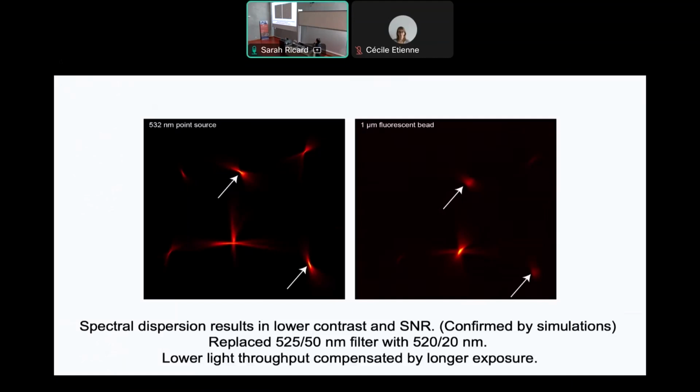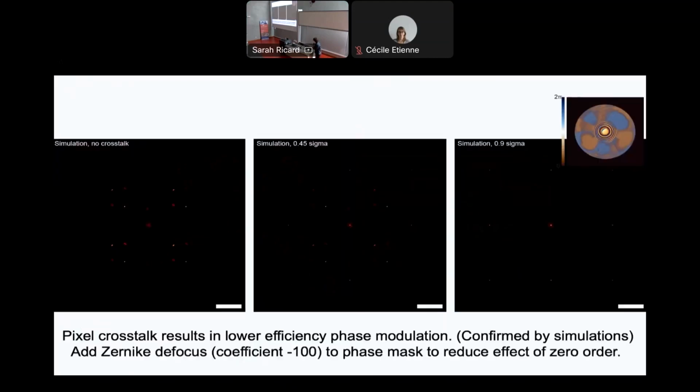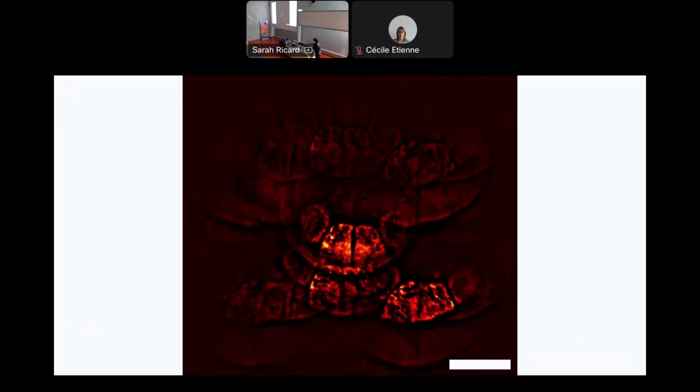Another approach would be to simulate them with diffractive devices. Diffractive devices are very easy to simulate and fabricate, but they have this polychromatic behavior. That being said, it actually still works.